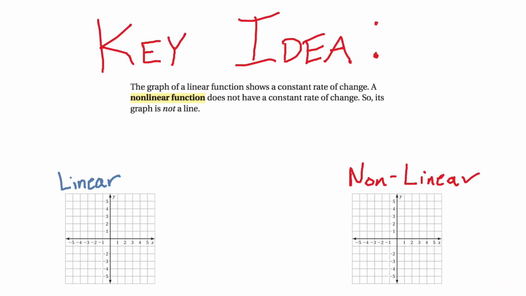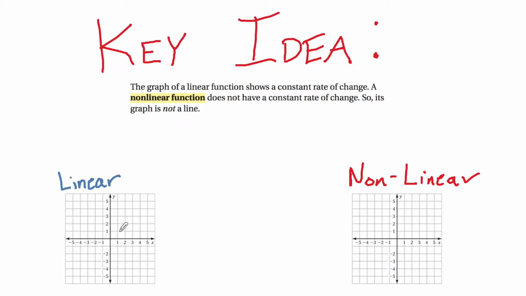So our key idea for this lesson is that the graph of a linear function shows a constant rate of change. We knew that coming into this. But a nonlinear function does not have a constant rate of change, so its graph is not a line. It's not a straight line, okay?